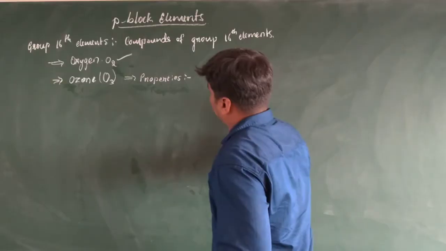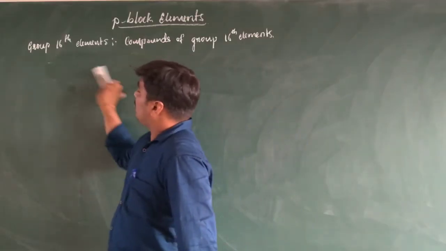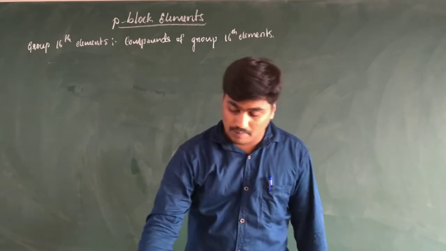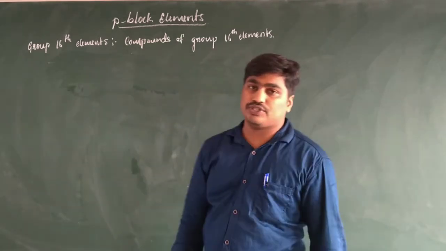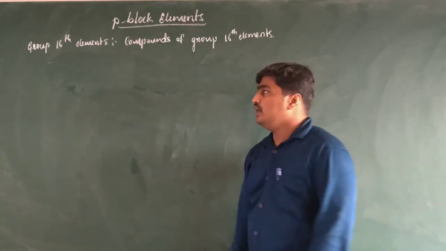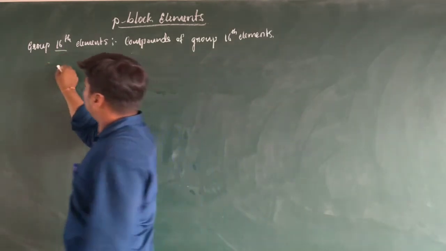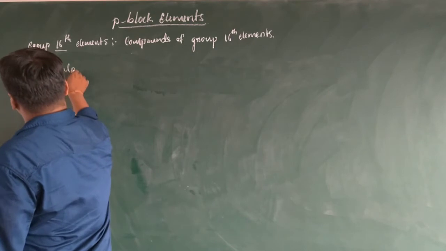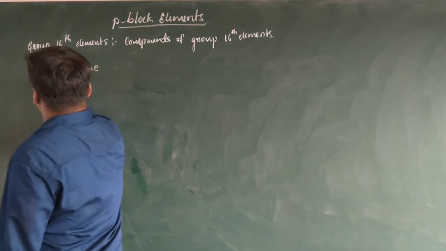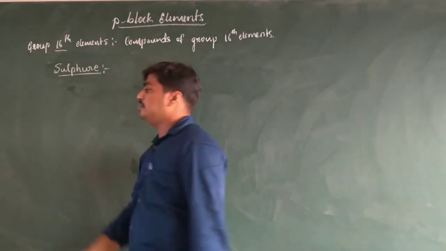Okay, next we move on. So this completes the compounds of oxygen and ozone. Next we move on to the second element of group 16, sulfur. The second element is sulfur.